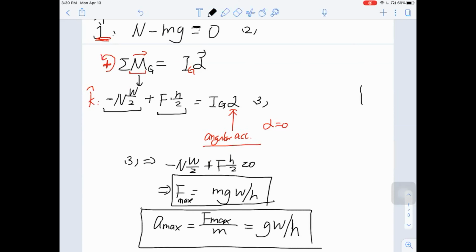If this is making sense to you. All right. That's about this example. Any questions?